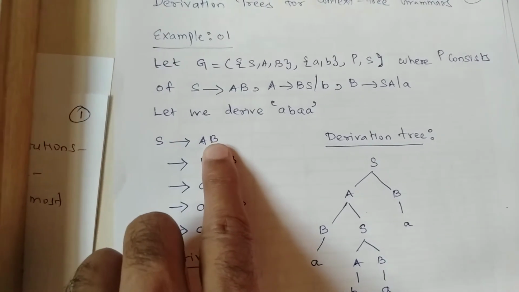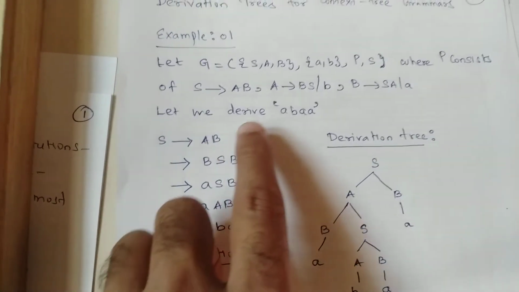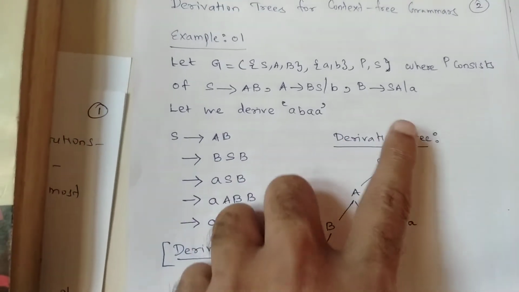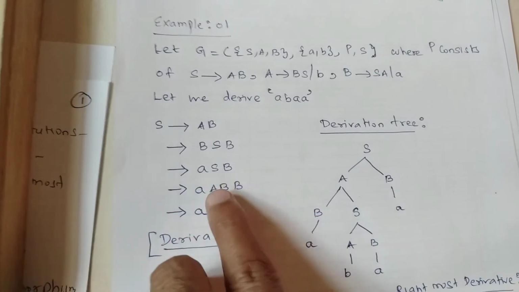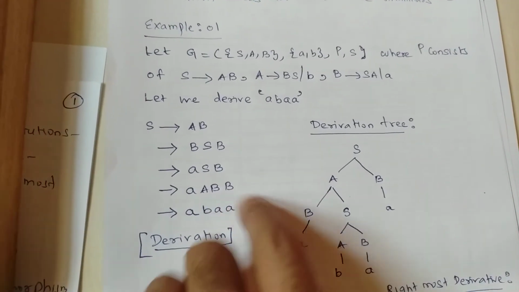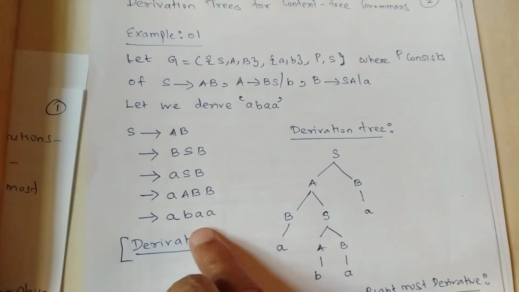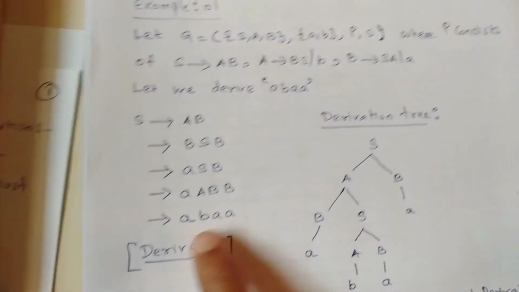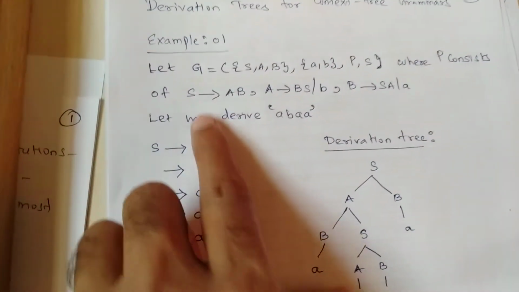S derives AB. In that, A is replaced by BS, so BSB. Now B is replaced by A, so ASB. Now S is replaced by AB again, so AABB. Now that A is replaced by B, B is replaced by A, again B is replaced by A. So ABAA.